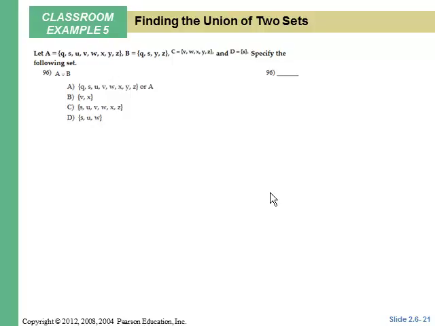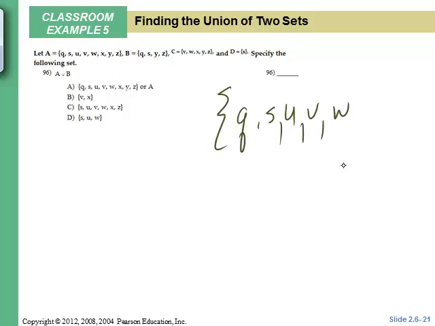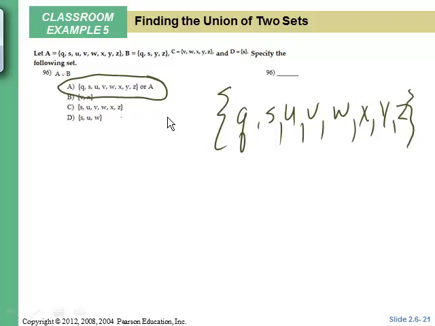So you find the intersection of A and B here. Alright, so Q is in both of them, S is in both of them, U is in A, V, W, X, Y is in both of them, Z is in both of them. So the union is those, which actually is the exact same as set A.